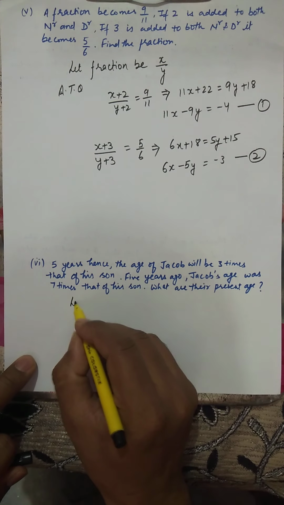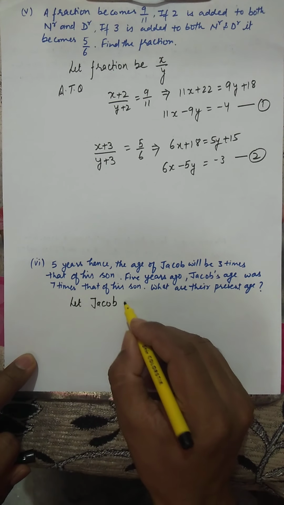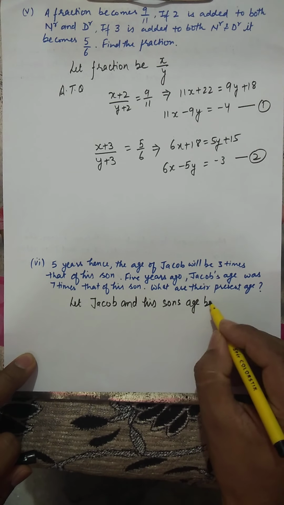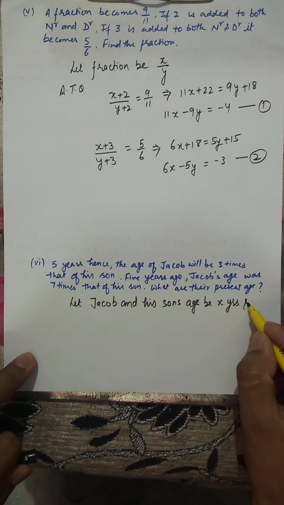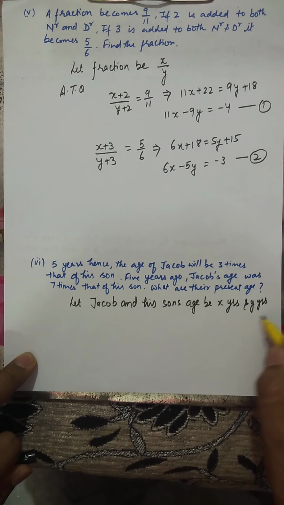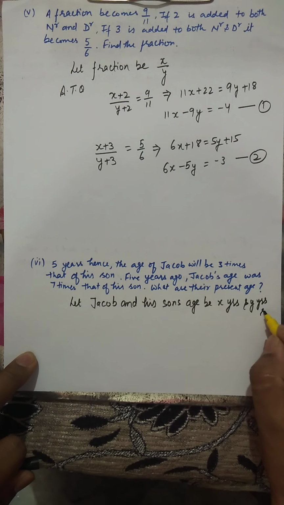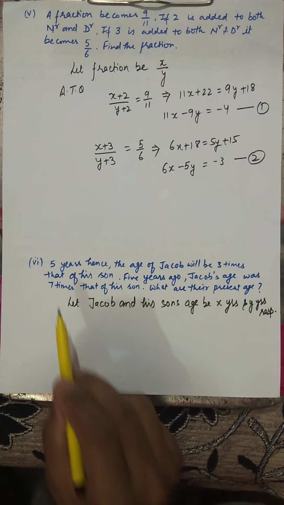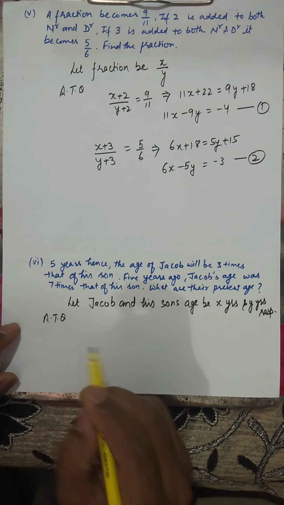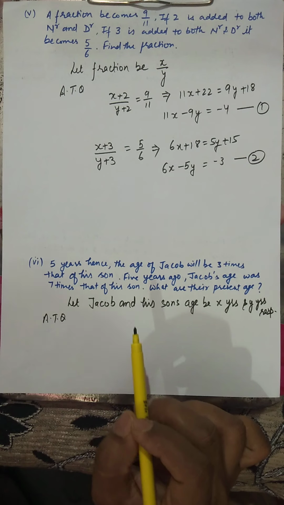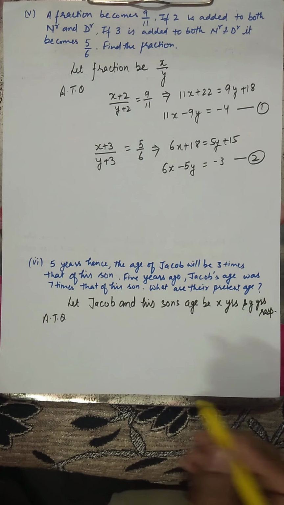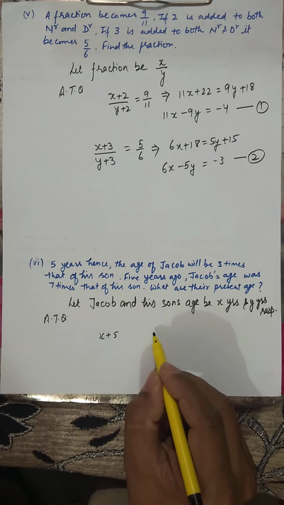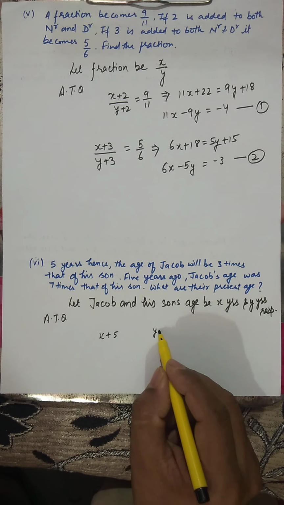So it means whatever they are asking, you just assume that as x and y. So let Jacob and his son's age be x years and y years respectively. So you can assume this in one line. Now your first condition, so you write according to the question, 5 years hence the age of Jacob. They are talking about 5 years hence. So after 5 years, Jacob's age will become x plus 5 and his son's age will become y plus 5.